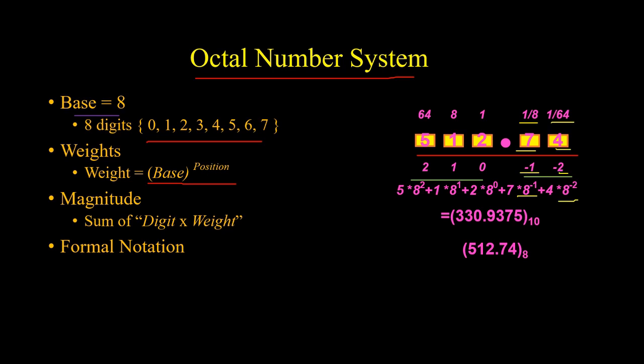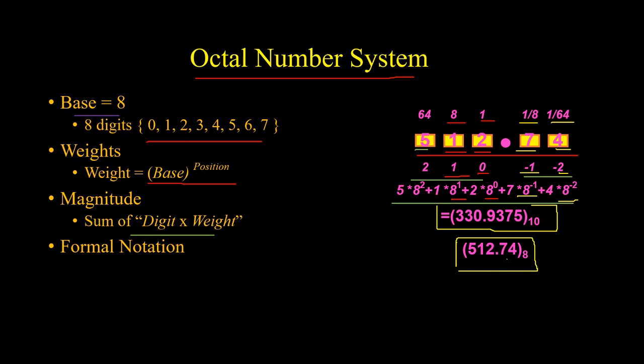Similarly, for the numbers to the left of the decimal point, first one is 2. Its position is 0 and its weight will be 8 power 0 or 1. Next digit is 1. Its position will be 1 and its weight will be 8 power 1 or 8. And we will repeat the same process for other digits. Now to find the magnitude, we will multiply each digit with its weight and we will sum up all the results and we will have a number in decimal number system, which will be 330.9375 to the base of 10. And this number is obtained by converting given octal number 512.74 to the base of 8 into a decimal number system.